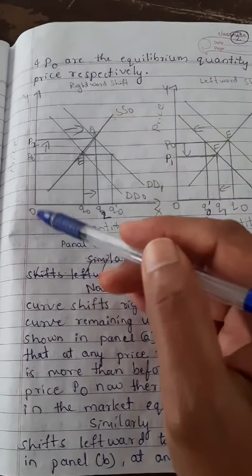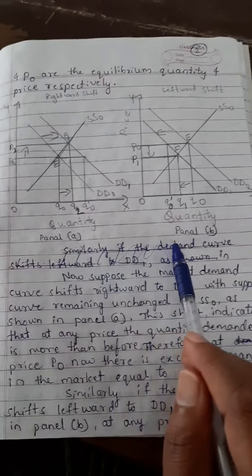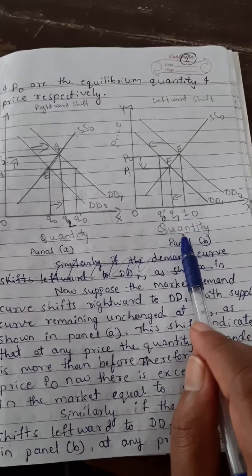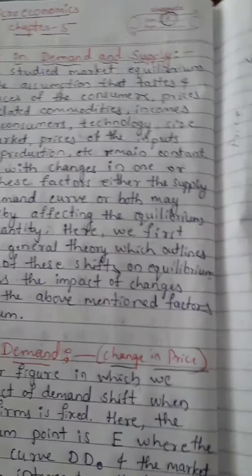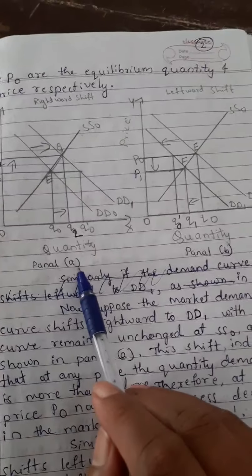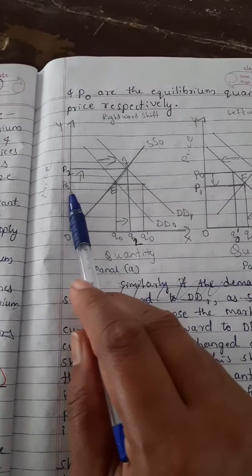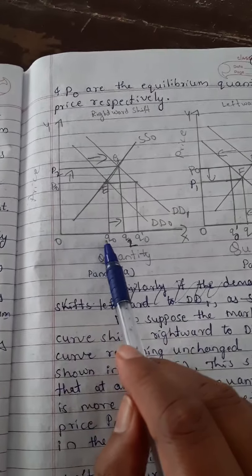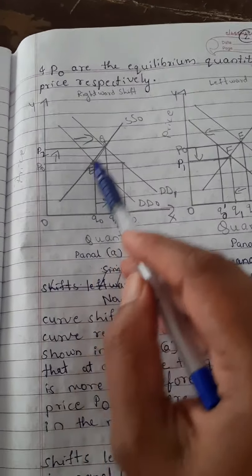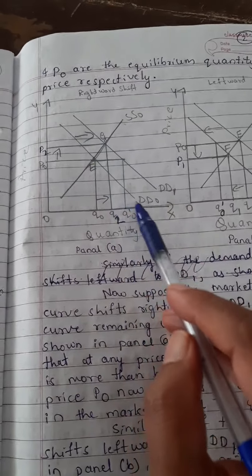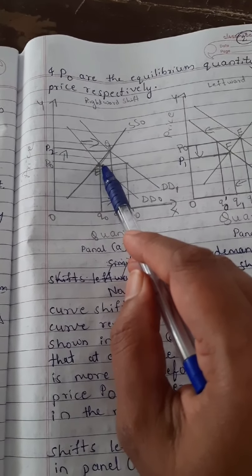Here the OY axis is the price and the OX axis is the quantity in panel A. Same in panel B: the OX axis is the quantity and the OY axis is the price. We are just studying demand, that's why the quantity demanded is given here. This one is P0 and Q0. These are the equilibrium quantity and equilibrium price where the SS curve and the DD curve intersect. This one is the intersect point.